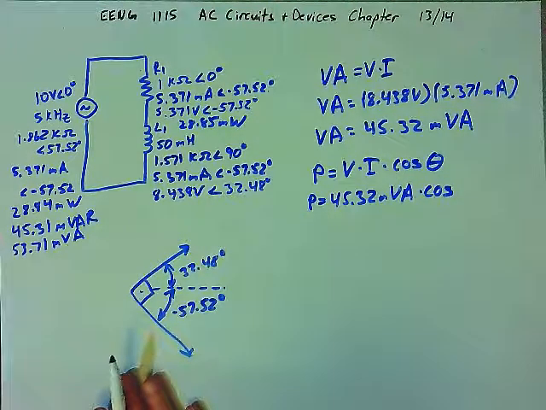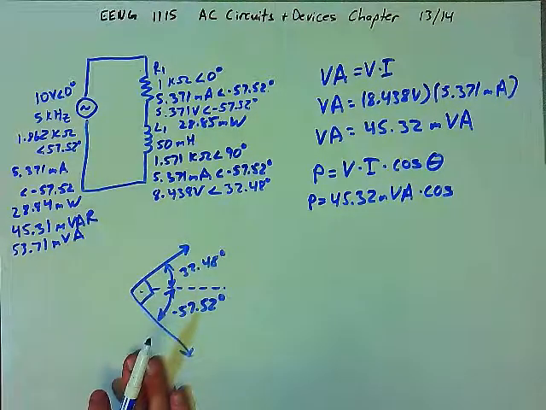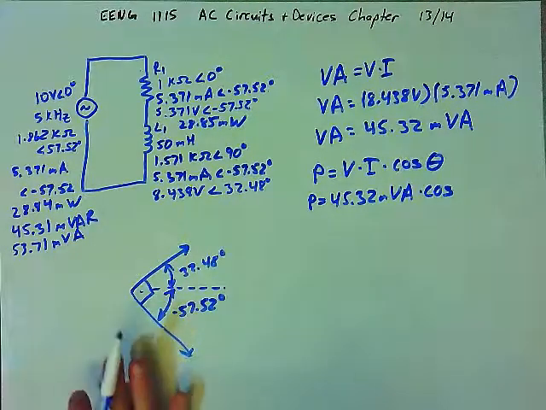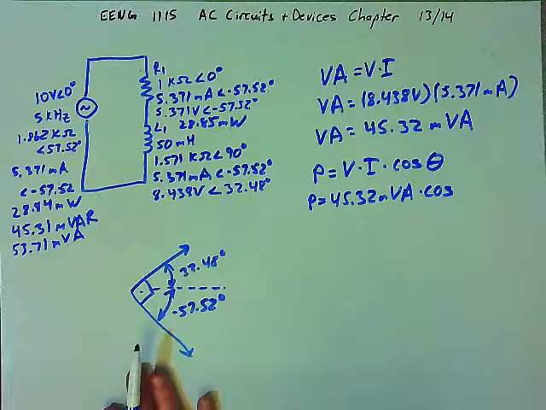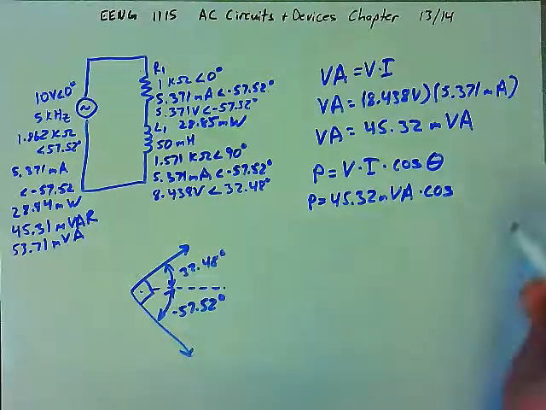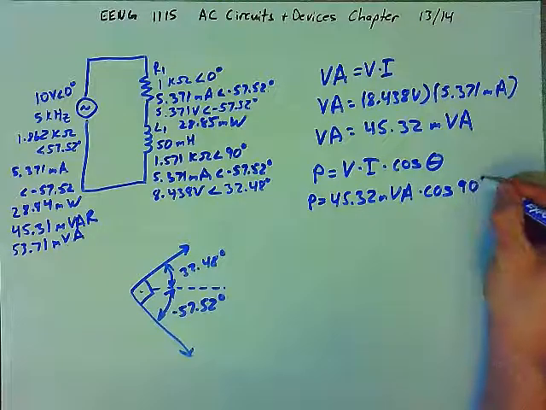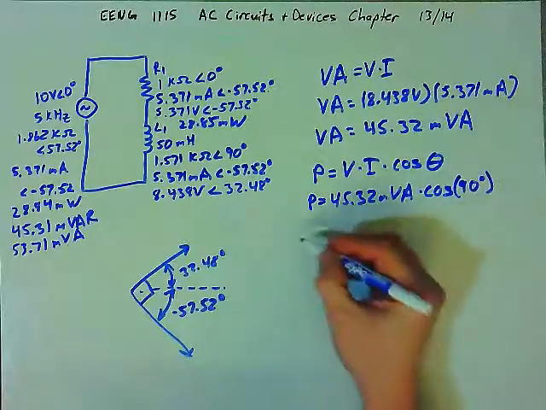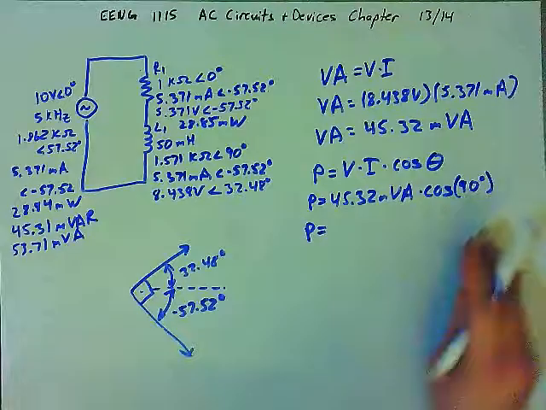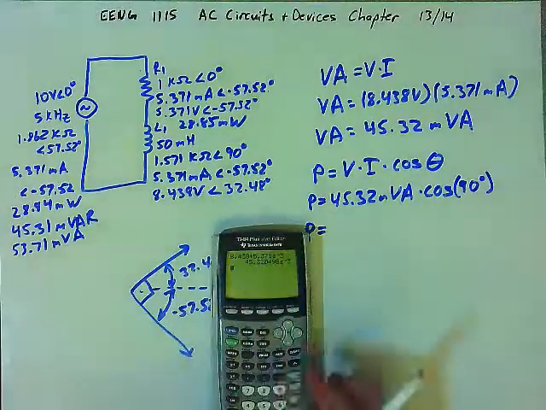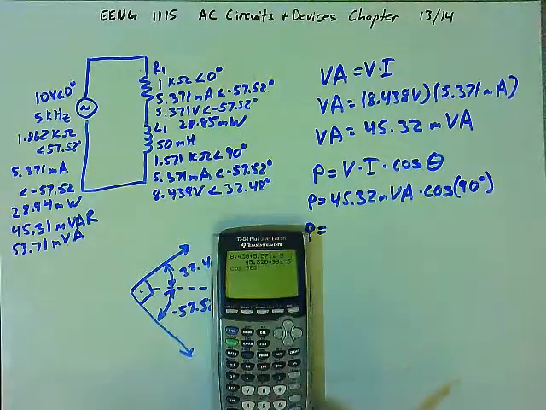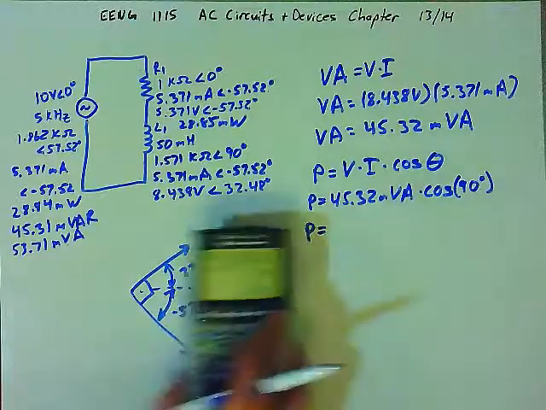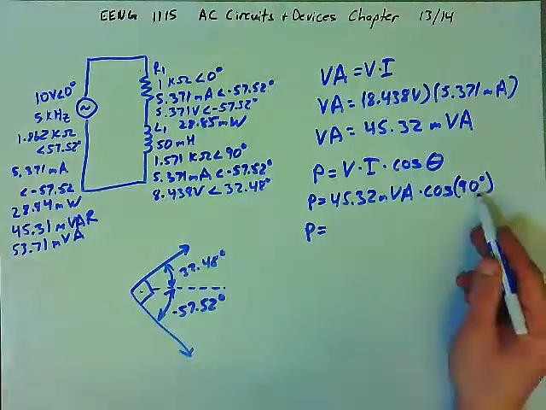We saw that in the purely inductive circuit that didn't have a resistor. The voltage and the current on the inductor, when there was no resistor, were 90 degrees out of phase, and that's going to be the same whether we have a resistor or not. And so the angle here is 90 degrees. And so the power will be, well, the cosine of 90 degrees, let's take a look, the cosine of 90 degrees is 0.